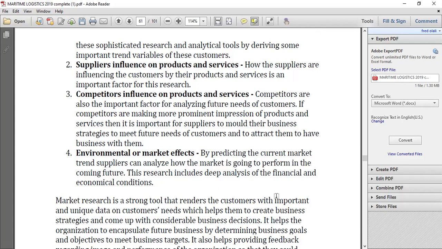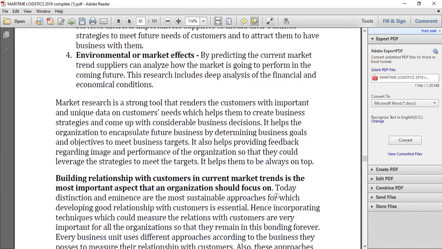Then we have the environmental or market effects. By predicting the current market trend, suppliers can analyze how the market is going to perform in the coming future. So this research includes deep analysis of the financial and the economic conditions. So market research is a strong tool that renders the customers with important and unique data on customers' needs, which helps them to create business strategies and come up with considerable business decisions.